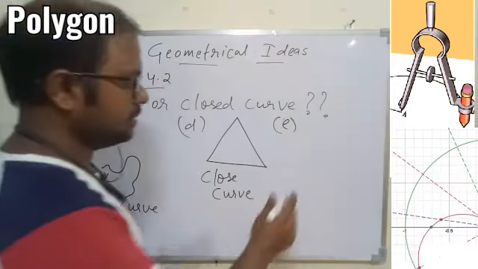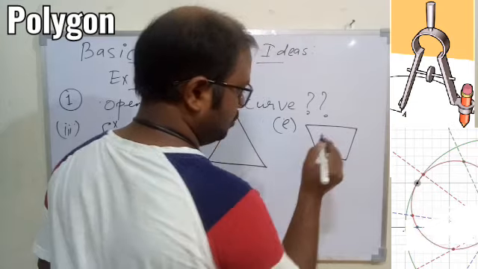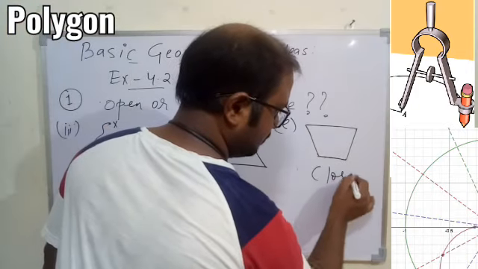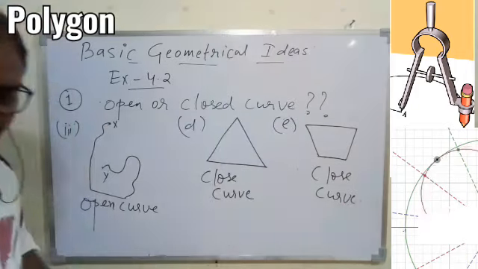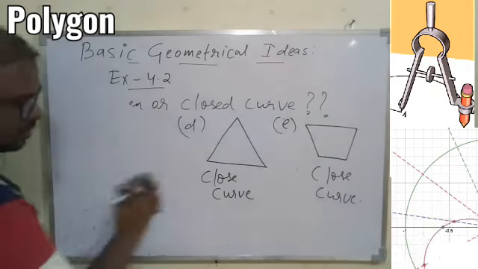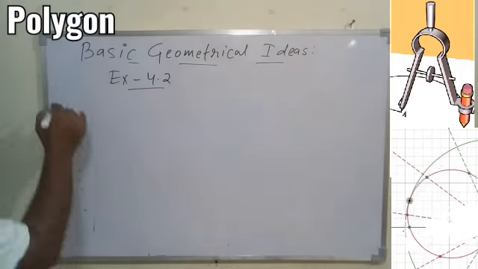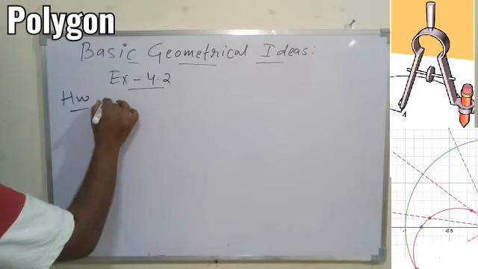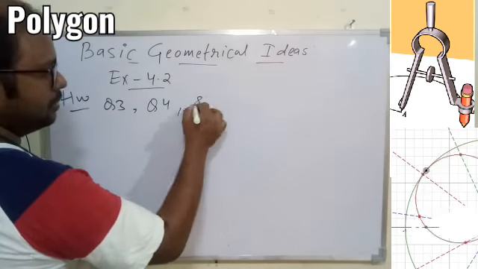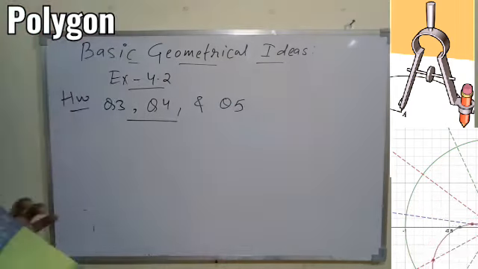And the last one is something like this. So you understood. Again, you start from anywhere, you'll come back to the same point. It's a closed curve. So this is all, and this chapter is very simple, not so difficult. I hope you understood these questions now, and since you have understood the meaning of open and closed curves, you can easily do all the questions. The homework to do is number 3, 4 and 5. Take number 3, number 4 and number 5 as homework.